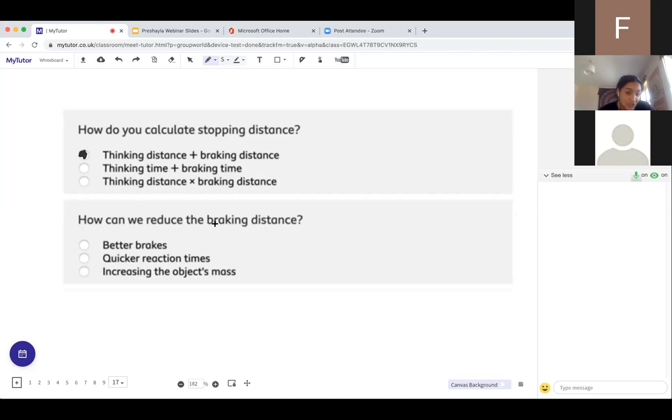How can we reduce the braking distance? That's better brakes. Okay, better brakes, because remember, the only two things that affect braking distance are brakes and tyres and the weather conditions. So the only way that we can reduce the braking distance is by having it not rain, which obviously we can't control, or by having better brakes, better tyres.